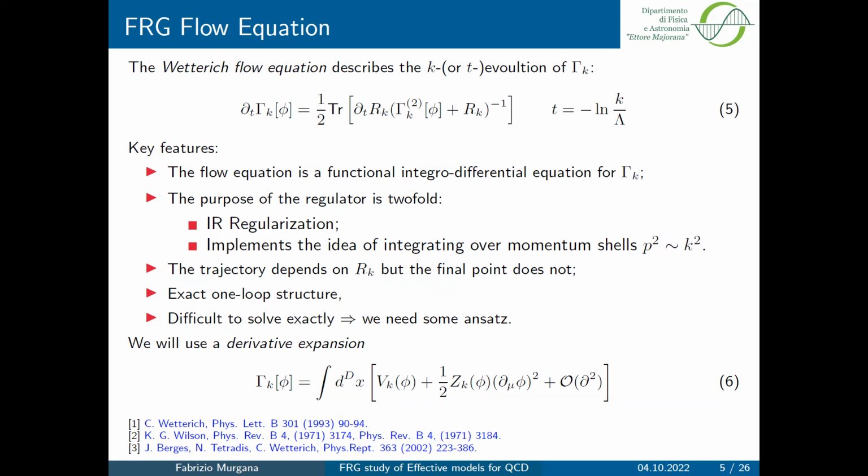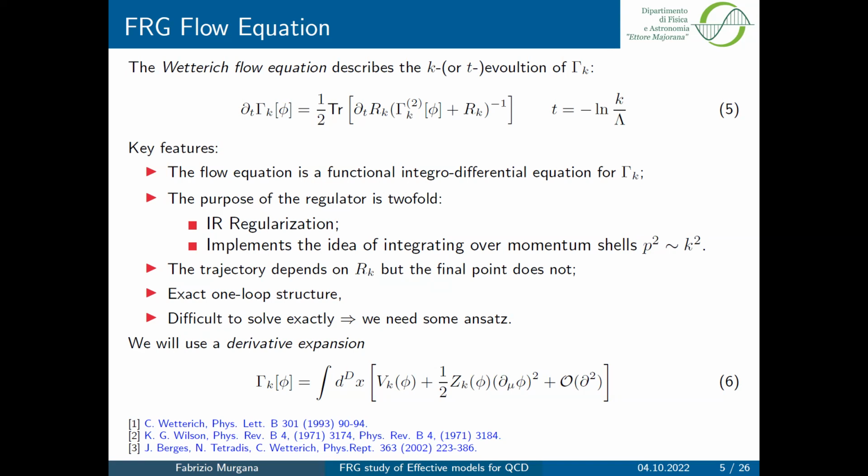A key feature, a fundamental feature, is that for the properties we highlighted before, you expect that the effective average action and the trajectory that it follows in the so-called theory space, so the space spanned by all the possible operators compatible with the symmetry, this trajectory depends on R, but the final point does not. So this is ensured by the regulator, but we'll see how we tackle this.